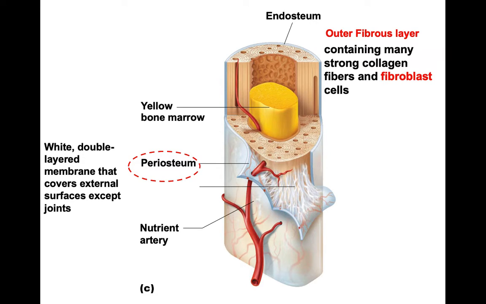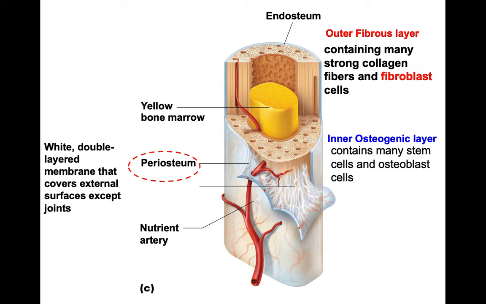Then we have the periosteum, right? Outer fibrous layer containing many strong collagen and fibroblast cells. The inner osteogenic layer contains many stem cells and osteoblasts. Then we have these perforating Sharpey's fibers, as you can see right in here. You pull this back, you have all these fibers. So this periosteum is a double layer membrane, an outer fibrous layer and an inner osteogenic layer, and it glues itself to your bone tissue.